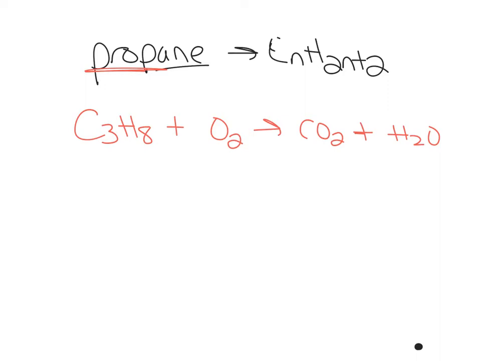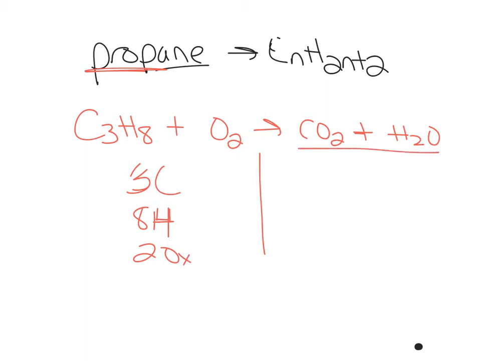So I'm just going to take inventory of each side. On my reactant side, I have 3 carbon, I have 8 hydrogen, and I have 2 oxygen. On my product side, I have 1 carbon, I have 2 hydrogen, and I have 3 oxygens.